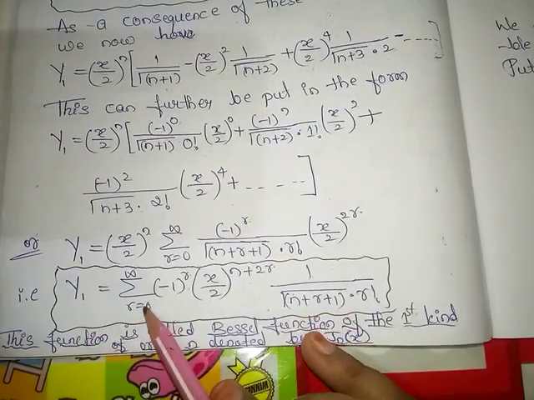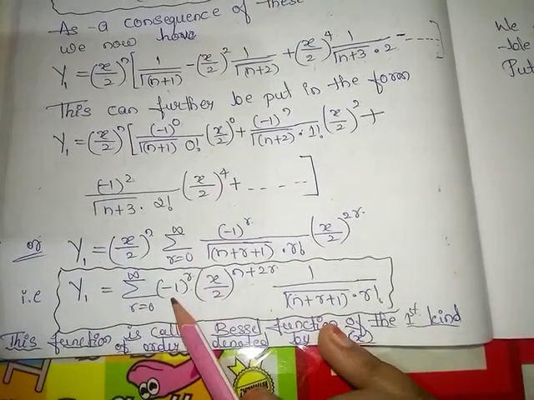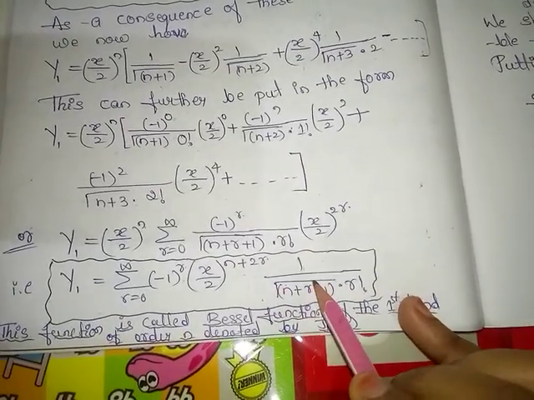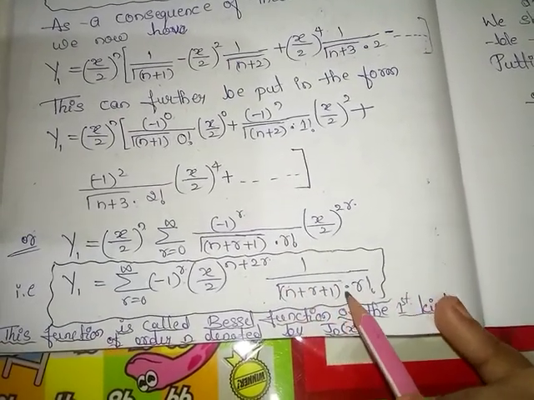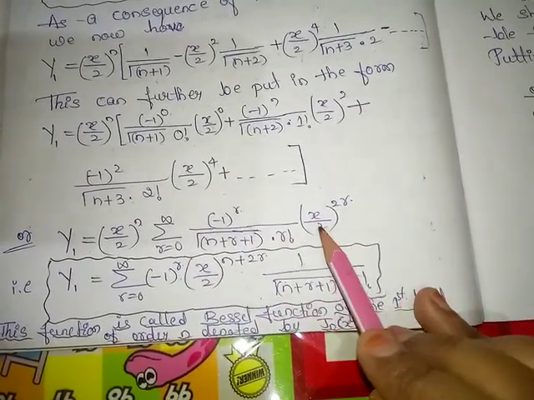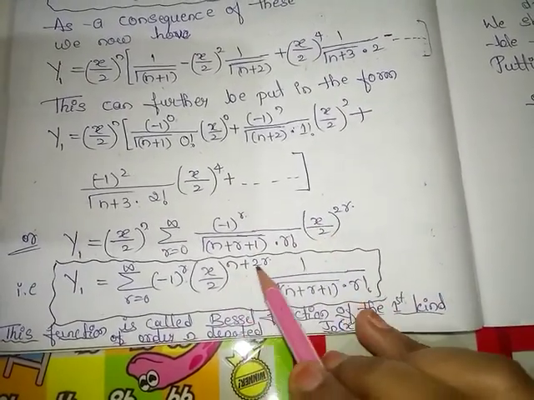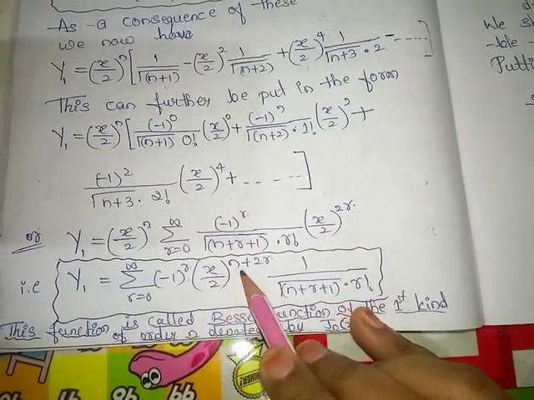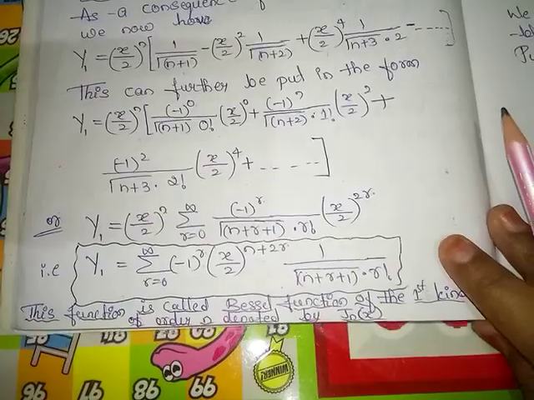Next, y1 is equal to summation r running from 0 to infinity, minus 1 raised to r, x by 2 raised to n plus 2r, divided by gamma of n plus r plus 1 into r factorial. Write these two terms together. The power of x by 2 is n plus r. Here we have n, here we have 2r. Therefore, it is x by 2 raised to n plus 2r.